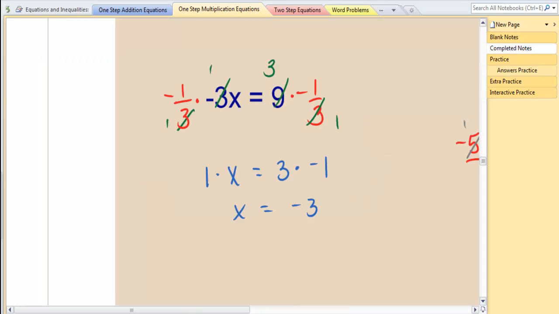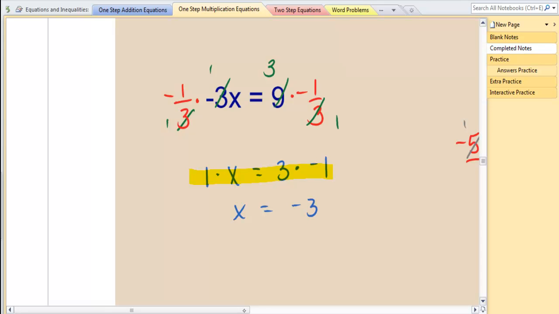In this first equation, I multiplied both sides by negative 1/3, which is the reciprocal of negative 3. And I cross-canceled on both sides, and I end up with 1 times x on my left-hand side and 3 times negative 1 on the right-hand side. So x equals negative 3. Again, it's okay if you skip this in-between step, which shows the identity property, if you would like.